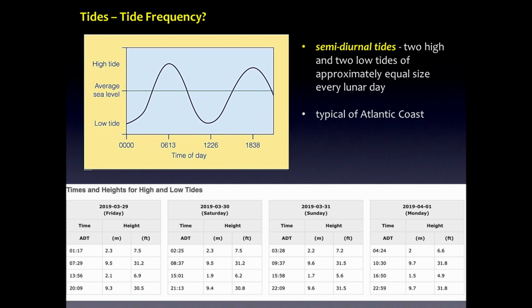And this is really typical of the Atlantic coast. So it seems a little counterintuitive, but semi-diurnal tides means that we have two high, two low tides of approximately equal size every lunar day. So every 24 hours and 50 minutes.